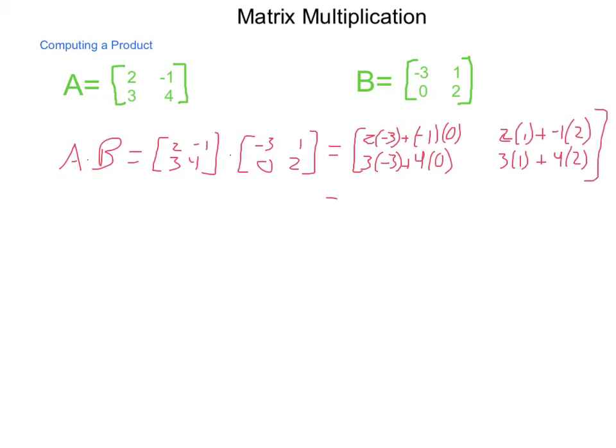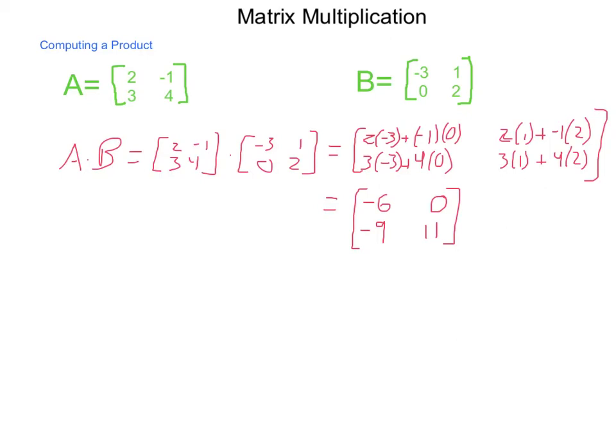Now, simplifying this, 2 times negative 3 is negative 6. Negative 1 times 0 is 0, so I have negative 6. Second position, 2 times 1 is 2. Negative 1 times 2 is a negative 2. 2 plus negative 2 is 0. Third, 3 times negative 3 is negative 9. 4 times 0 is 0, so I have negative 9. Last, 3 times 1 is 3. 4 times 2 is 8. 3 plus 8 is 11. And I end up with this matrix.